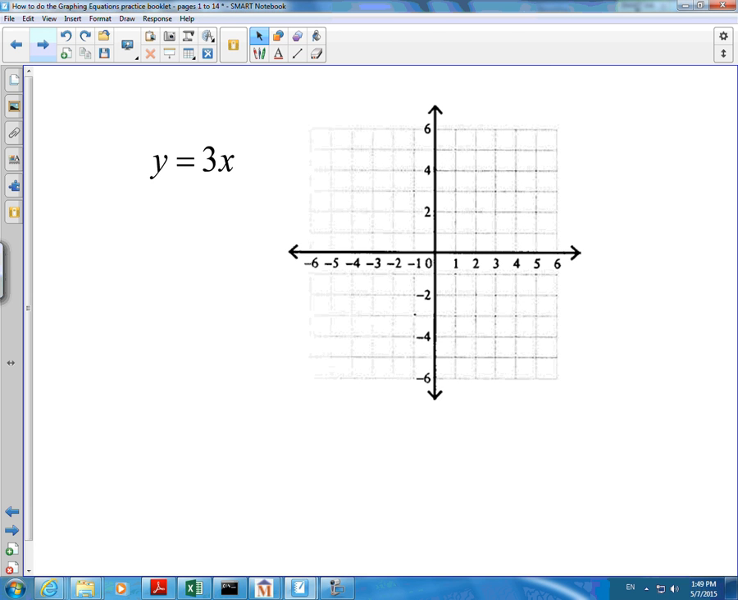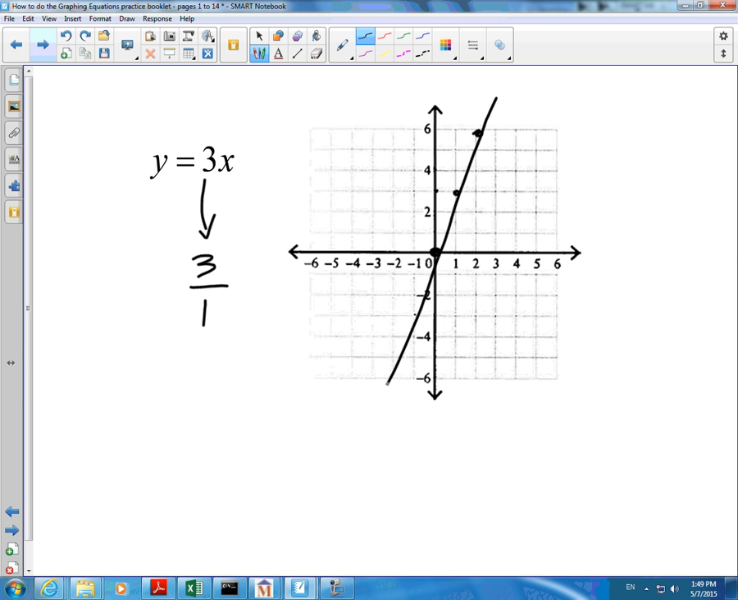So there we go. Let's try one like that again. Y equals x would be exactly 45 degrees. So y equals 3x goes a slope of 3 up, 1 over. 3 up, 1 over, 3 up, 1 over. And it looks something like that.